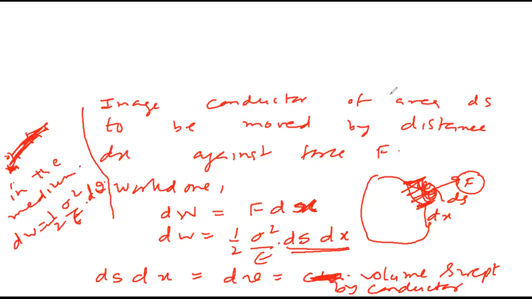Can I clear this now? Yes, sir. Work done is half sigma square upon epsilon into dv. I'm clearing this.